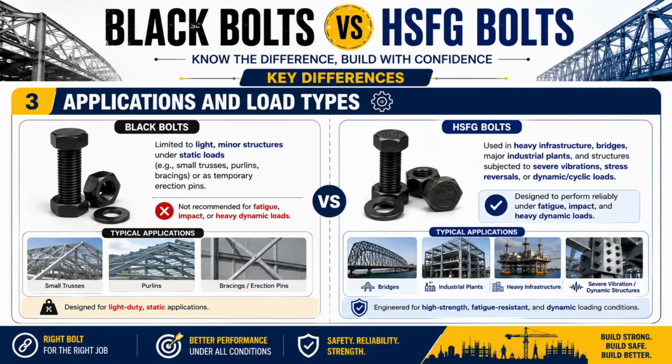The next important key differences between black bolts and HSFG bolts are their applications and loading type. Black bolts are limited to light minor structures under static load. Examples are small trusses, purlins, bracings, or temporary erection pins. Whereas HSFG bolts are used for heavy infrastructure, bridges, major industrial plants, and structures subjected to severe vibration, stress reversal, or dynamic or cyclic loads.